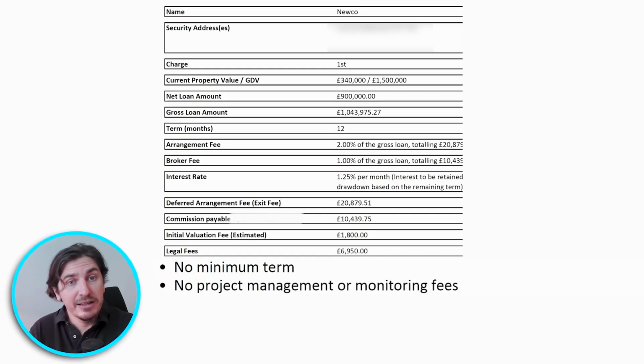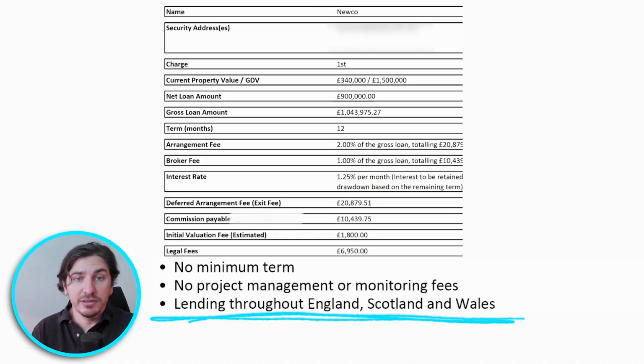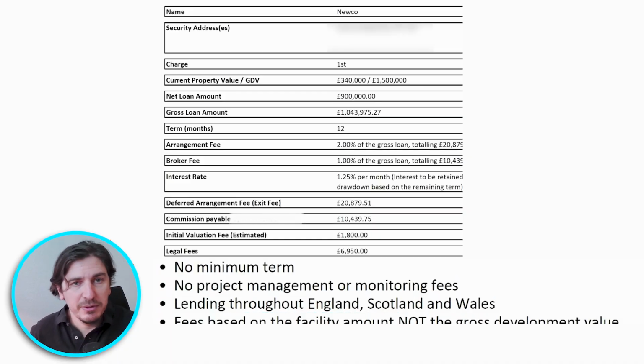This lender has no project management or monitoring fees. That's not exactly true in this case, because they don't have a quantity surveyor, they don't have monitoring reports, but they will sometimes require a valuation to go out, which is essentially the same thing, just under another name. Then they lend throughout England, Scotland, Wales, just a bit of advertising for themselves of what they do.